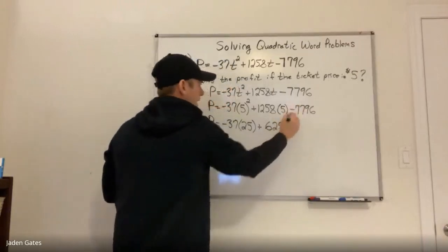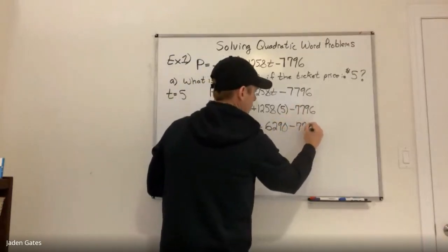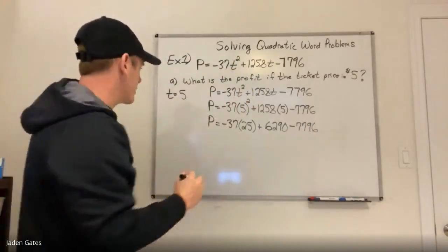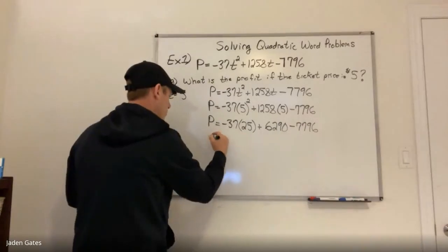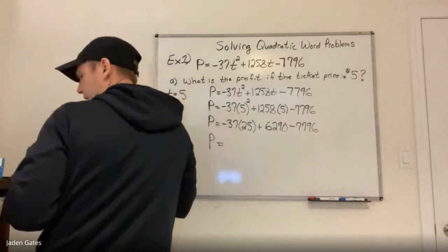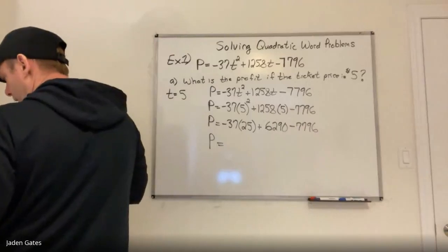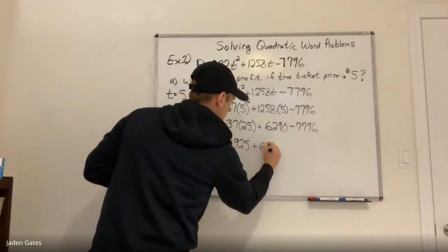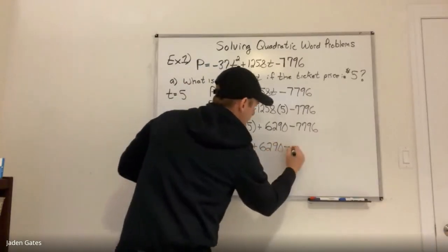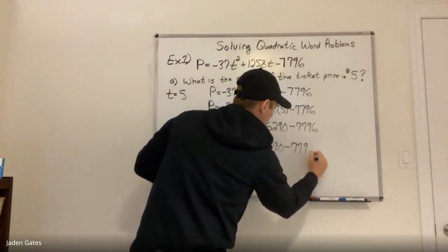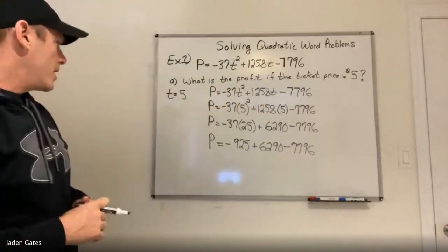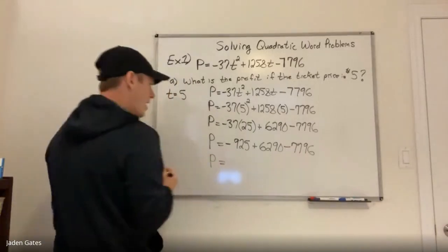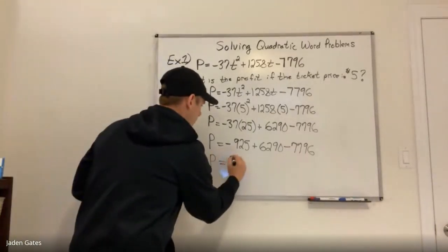6,290. And then again, I have this minus 7,796. All right, still just number crunching. I can multiply these numbers here. Easy for me to do. All right, so negative 37 times 25, it's minus 925 plus 6,290 minus 7,796. All right, and again, I already got P by itself. That's great. Don't have to do anything crazy here. I add all my numbers together and the profit.